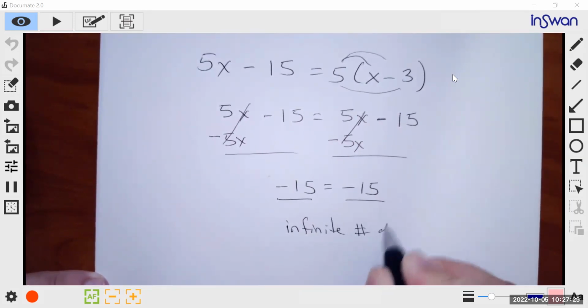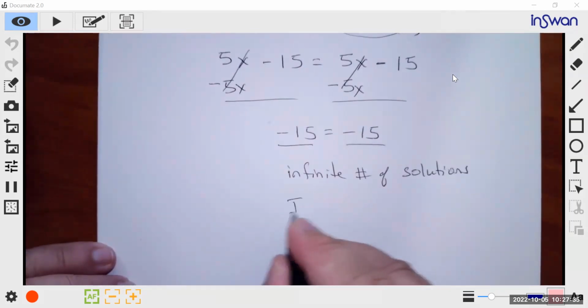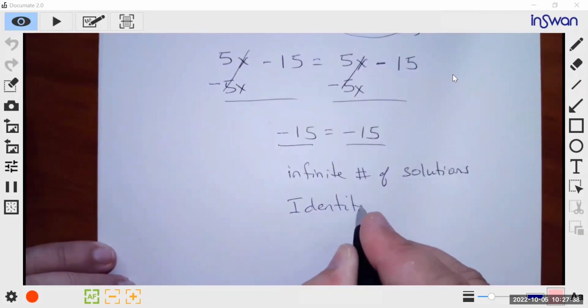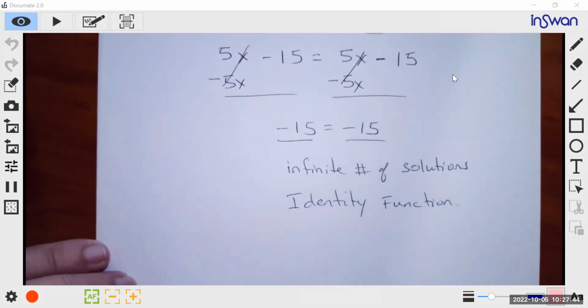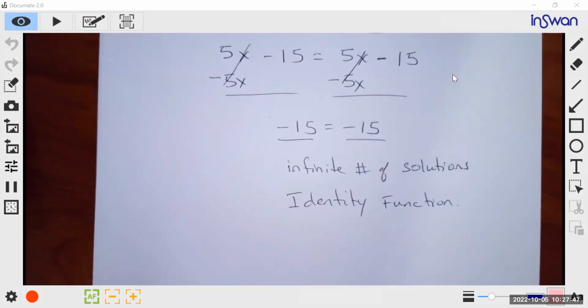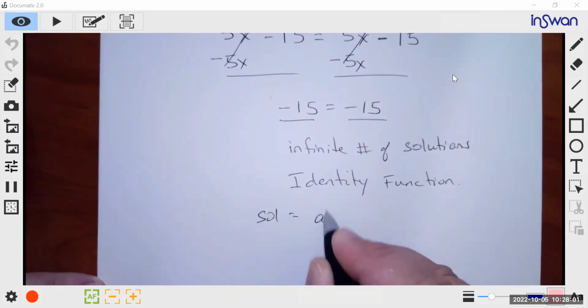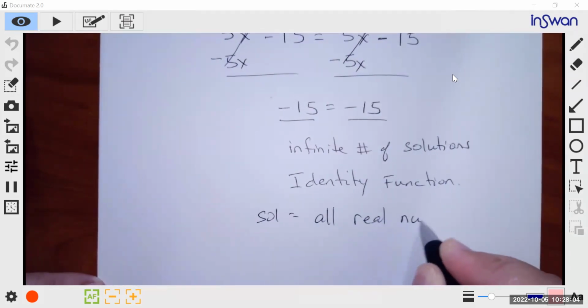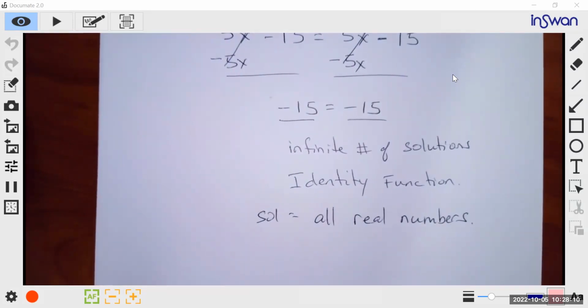infinite number of solutions. This is called an identity function or equation. In other words, no matter what you put in there for x, both sides will always be equal. Here, what you write when they ask for a solution, the solution is this: all real numbers. Any x you can think of is an answer.